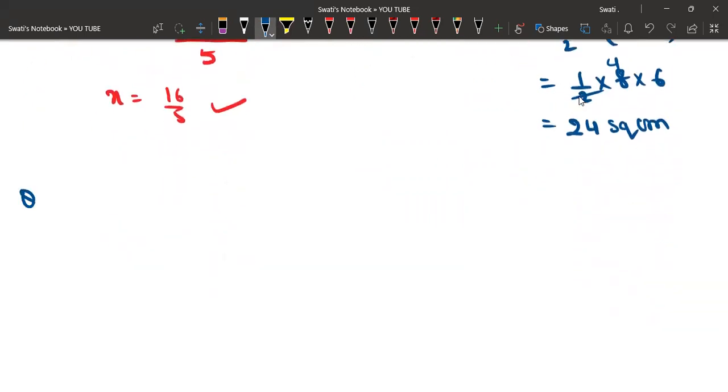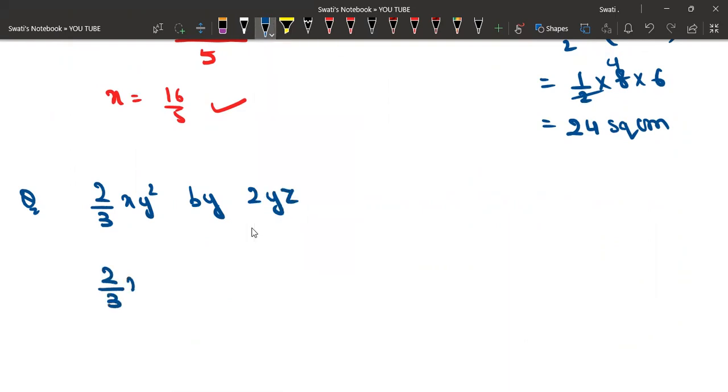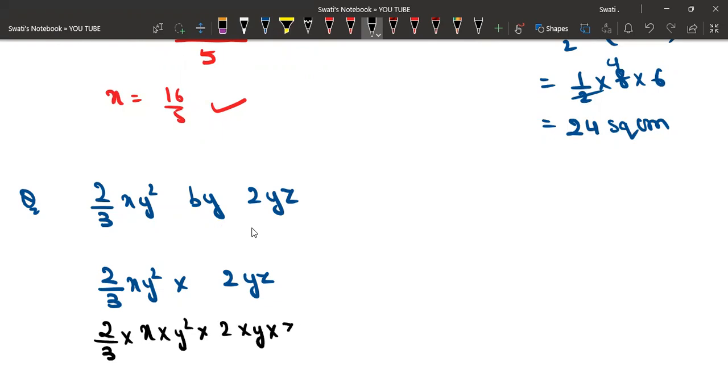Next we need to multiply 2 upon 3 xy squared by 2yz. We need to multiply this by this. It's very simple. You have to write down the first term as it is and then multiply it by 2yz. The best you can do is write down everything separately: 2 by 3 times x times y square times 2 times y times z. Of course, 2 by 3 times 2 will become 4 by 3.